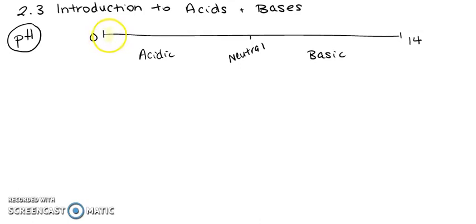We have substances with low pH that are acidic, and we have substances with a higher pH that are basic, and substances with a pH of exactly 7 are considered neutral, so not basic or acidic. But what exactly is pH?